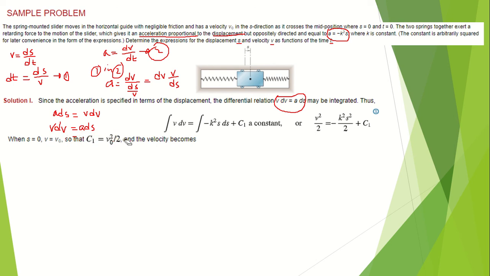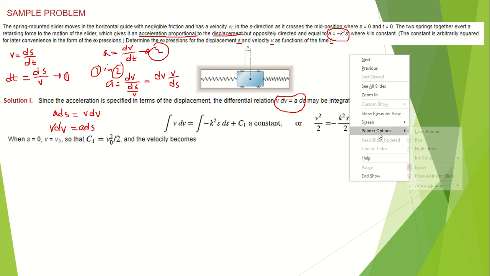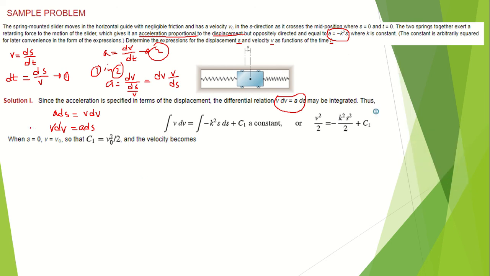So I'll delete this part. From this result, when we let s be equal to 0, meaning at this mid position, v is equal to the initial velocity, meaning the velocity here is initial at this position. When you substitute these values, we'll be able to solve for c1. Because when s equals 0, the whole thing here becomes 0, and 0 divided by 2 is still 0.